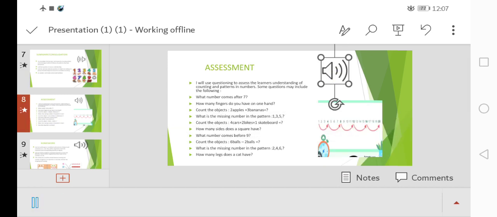Here's going to be the assessment. I will use questions to assess the learner's understanding of counting and patterns in numbers. Some questions may include the following. What number comes after 7? How many fingers do you have on one hand?